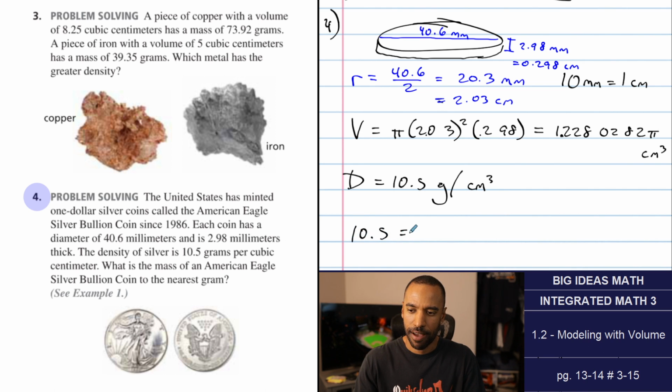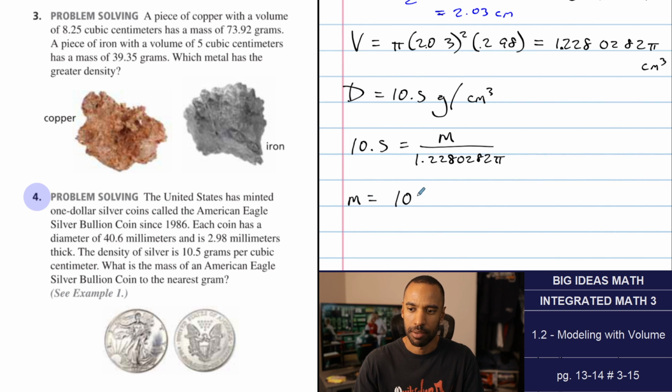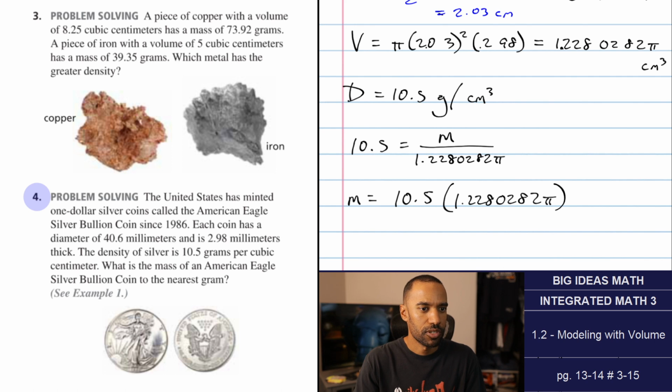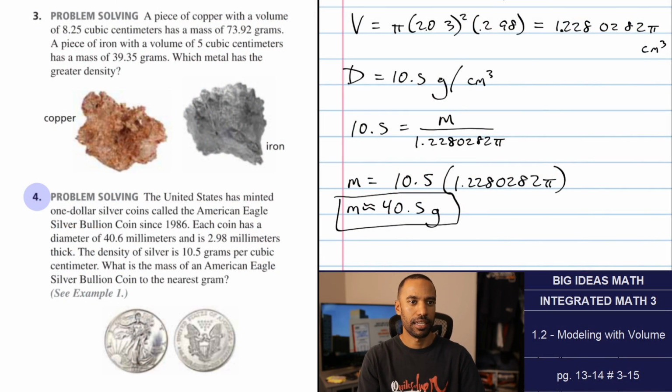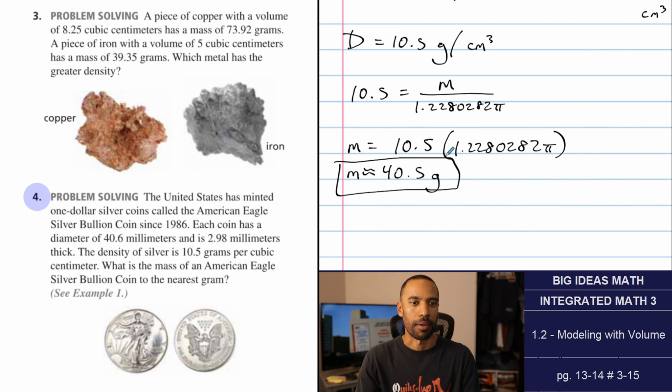So we're going to say 10.5 equals the mass over this volume, and they want it in grams, to the nearest gram. I'm not going to round early here. So mass is going to be 10.5 times that. Multiply both sides by that value, 1.2280282 pi, times pi times 10.5. I'm getting around 40.5 grams of mass for the silver bullion coin. So that's the value I'm getting, and once we converted the units, that's how the answer changes. Okay, so let's move forward.